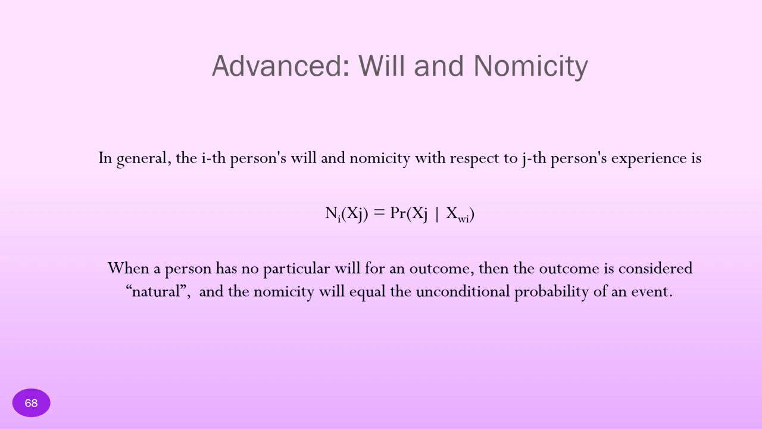So if a person has no particular will for an outcome, as we've talked about before, then the outcome is considered natural. And so the nomicity will just equal the unconditional probability of an event, right? There's no impact on the probability of events occurring.